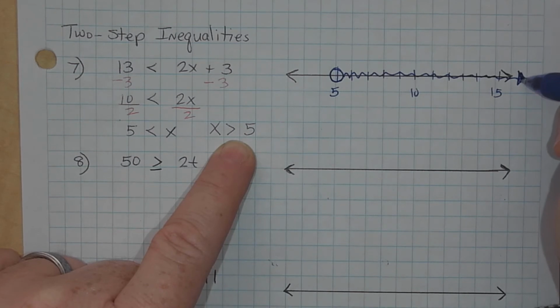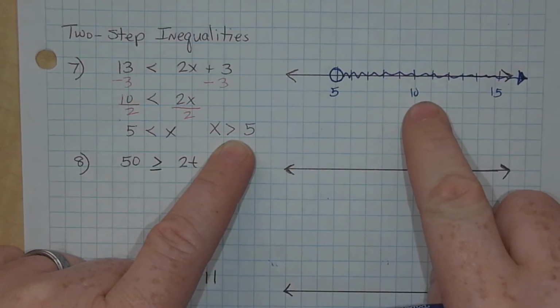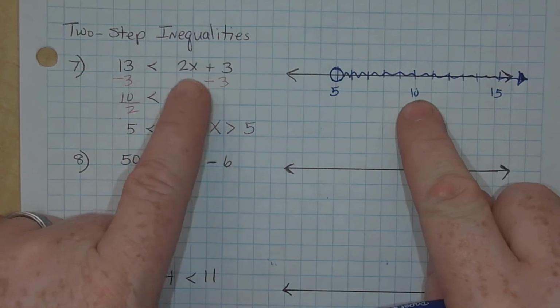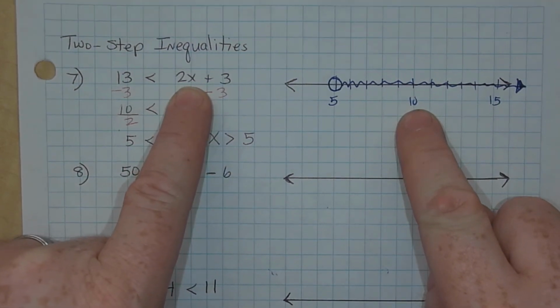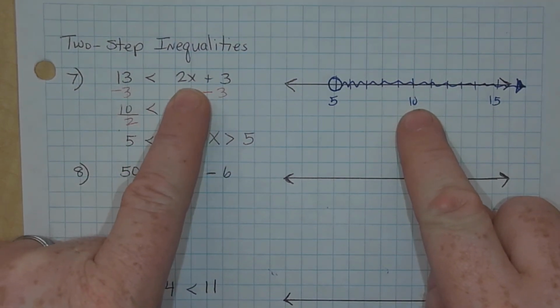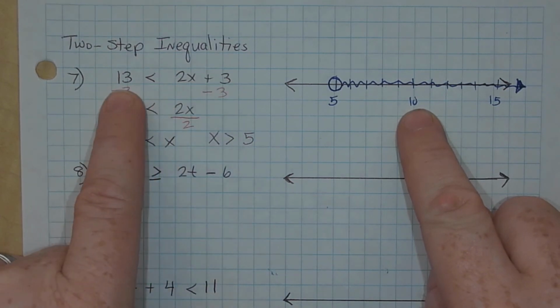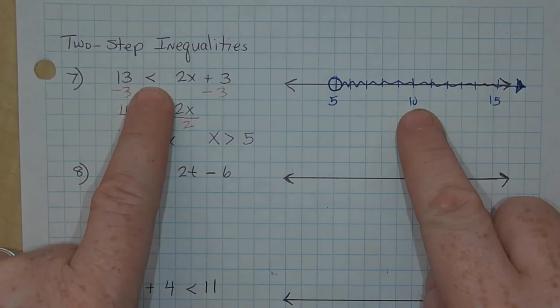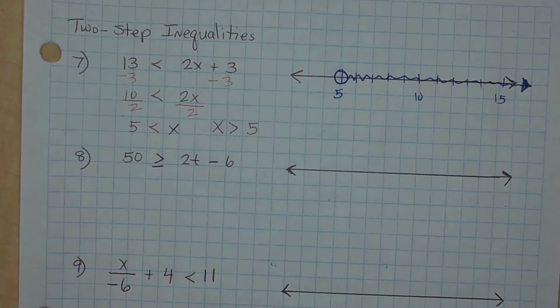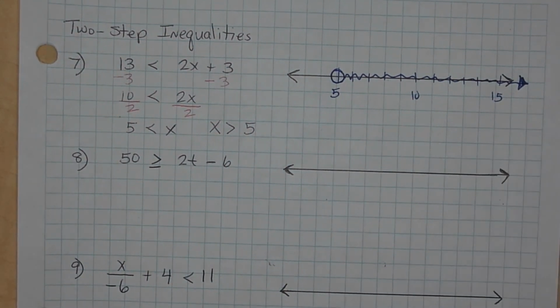And again, you can check this if you wanted to take a number from that solution set, like 10, plug it back into the original inequality. 2 times 10 is 20. 20 plus 3 is 23. The question here is, is 13 less than 23? And the answer is yes. So you've got the right side shaded in.